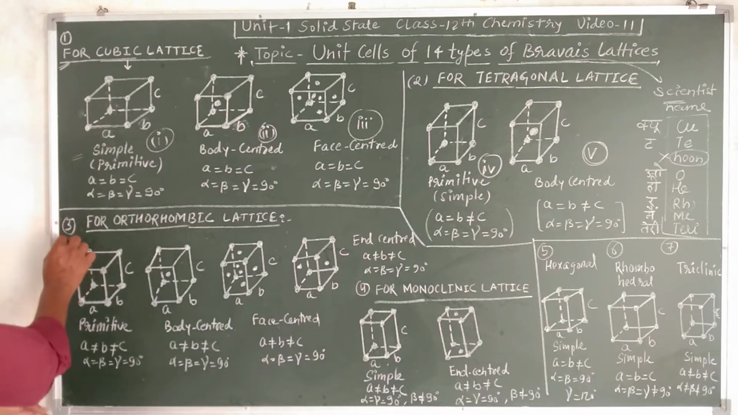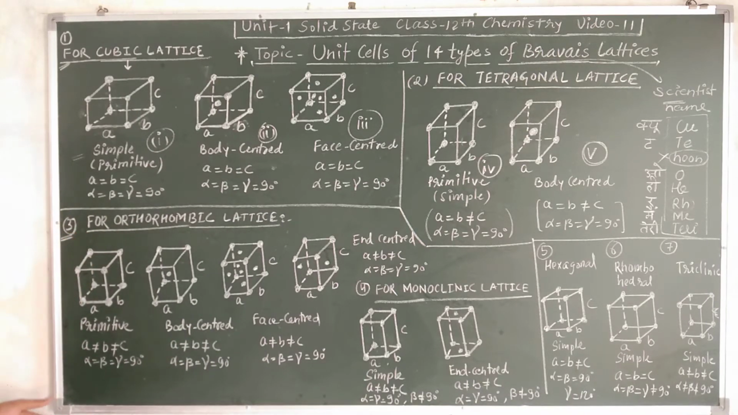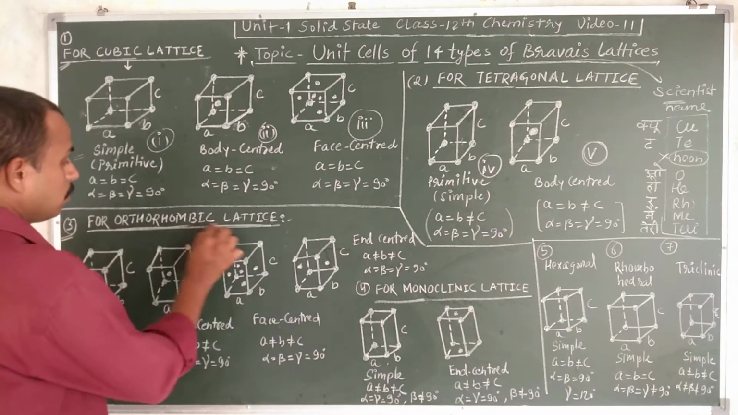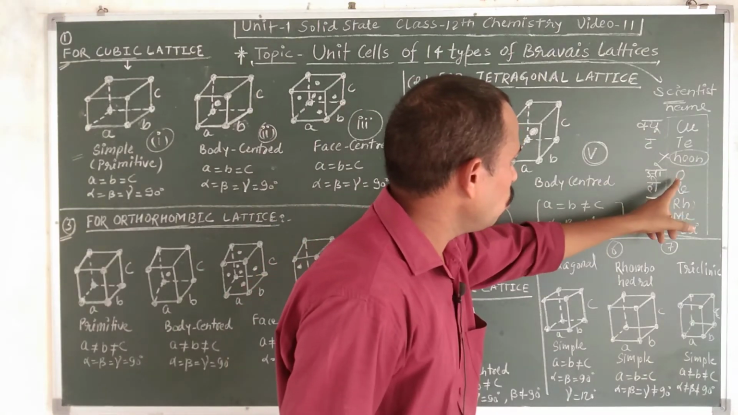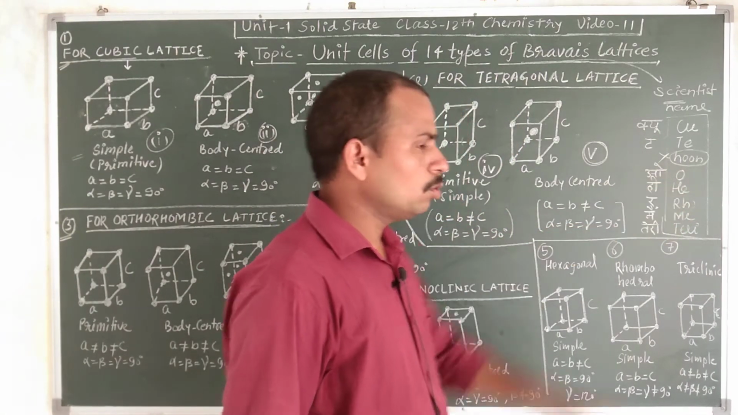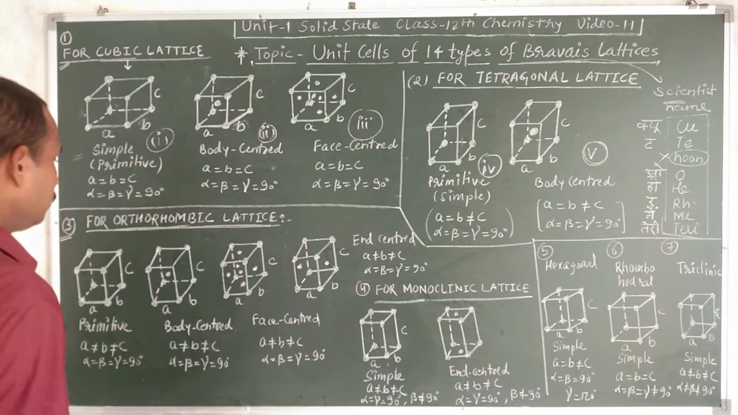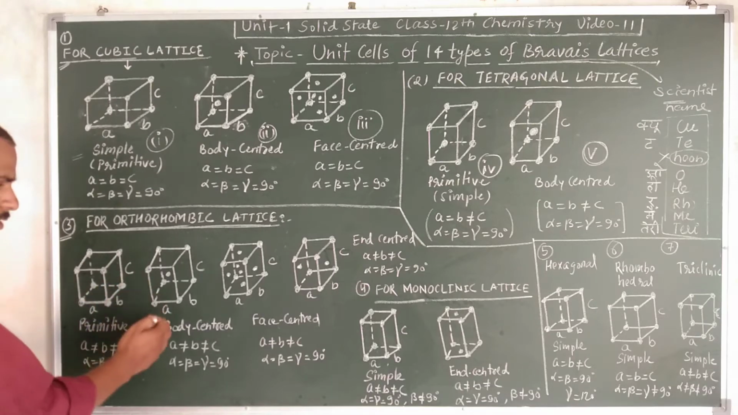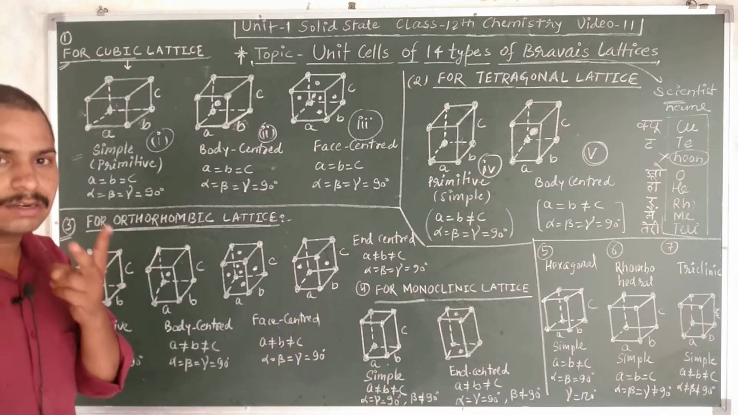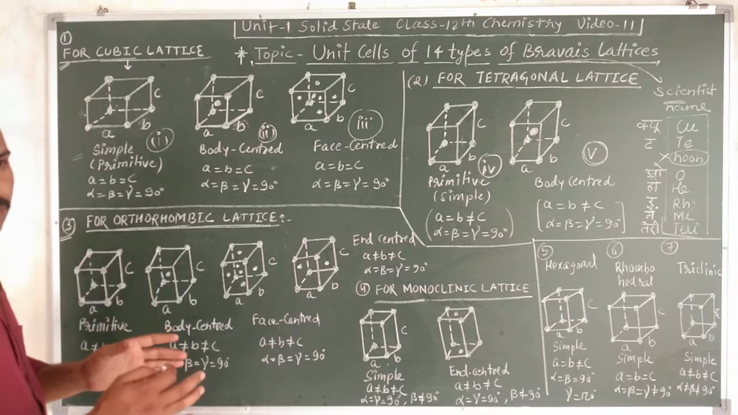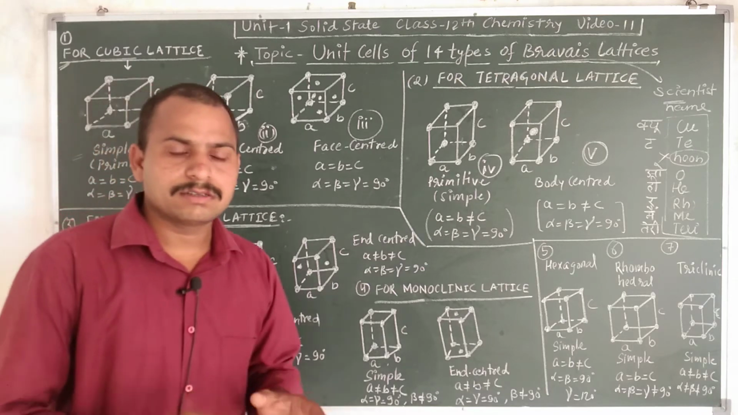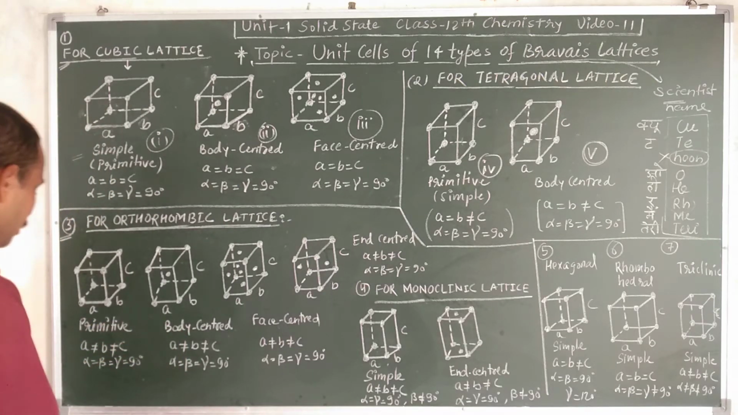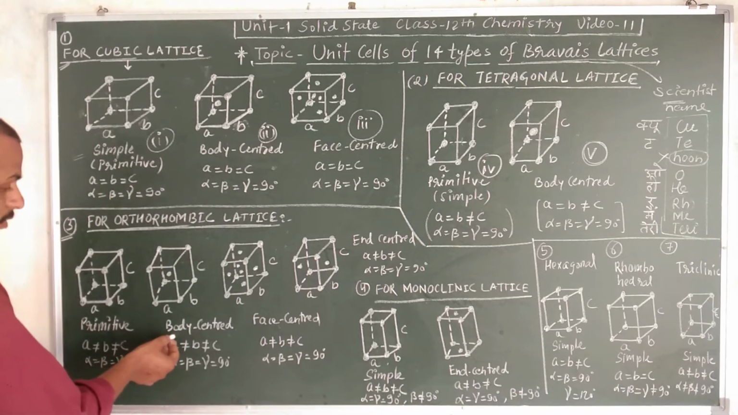Now the third crystal lattice, orthorhombic lattice. Cute, Whom, O. The third crystal lattice is orthorhombic. In orthorhombic lattice there are four variations. There are 4 types of unit cells. We know the types of unit cells: there are primitive and centered unit cells. So primitive, body centered.